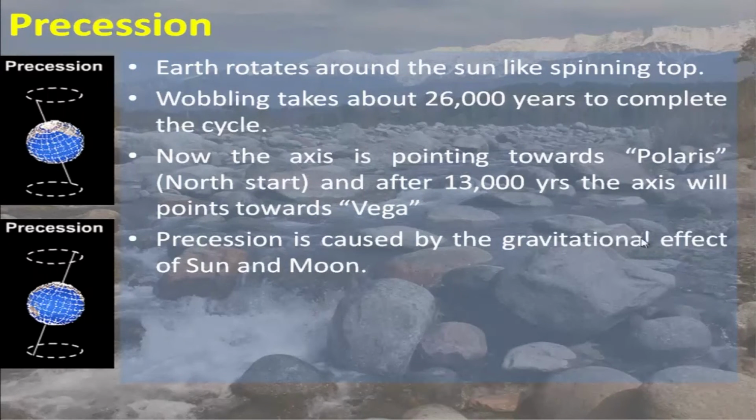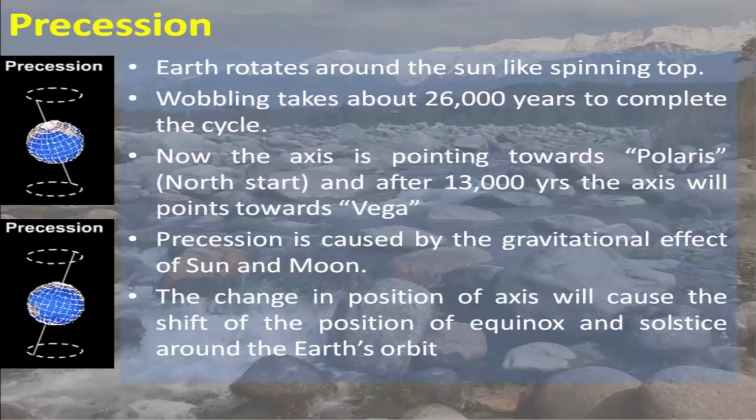So, precession is caused by the gravitational effect of the Sun and Moon. The change in position of the axis causes a shift of the position of equinox and solstice around the Earth's orbit. So, again this is going to affect the solar radiation we are going to receive from the Sun. This change in the timing of the equinox and the solstice will change, as well as the Aphelion and Perihelion, and the overall effect will be the change in the climate.